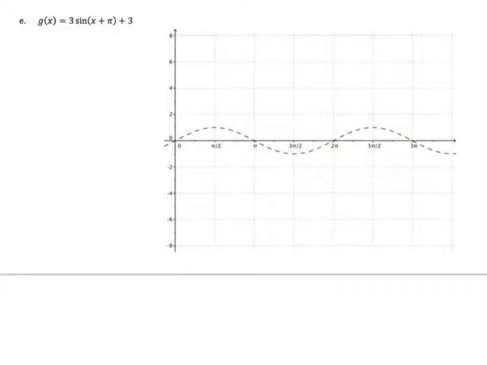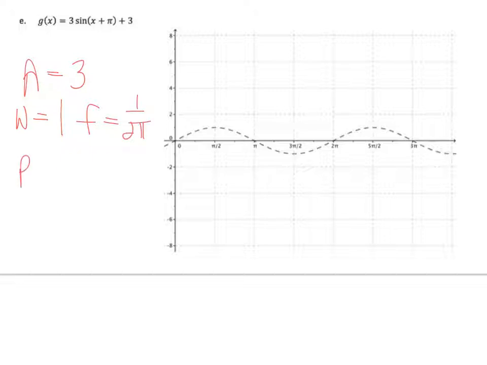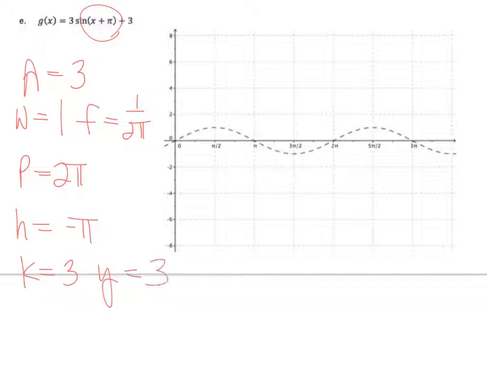Okay, E, we have amplitude is 3, omega is 1, so our frequency is 1 over 2 pi, our period is 2 pi. h is going to be negative pi, so we shifted to the left by pi. k is 3, so y equals 3 is our midline. Here's the answer.